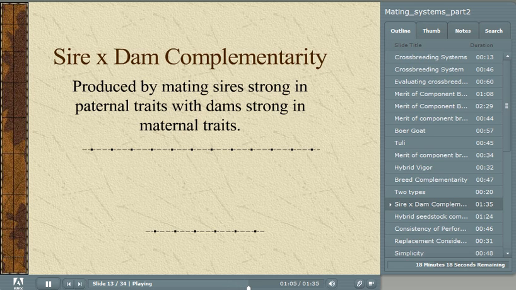The other thing this does is it allows us to produce females that are better, or maintain a producing female herd that is better adapted to the environment and isn't as large. Angus are relatively moderate, whereas if you had females that were primarily Charolais, you'd have a lot larger cow, a little bit harder to maintain and require more inputs. So sire by dam complementarity tries to take advantage of the strengths of two different breeds, one from the sire side and one from the dam side, to produce a desirable offspring.